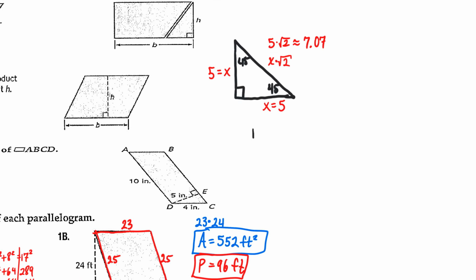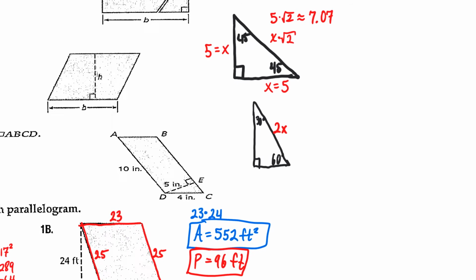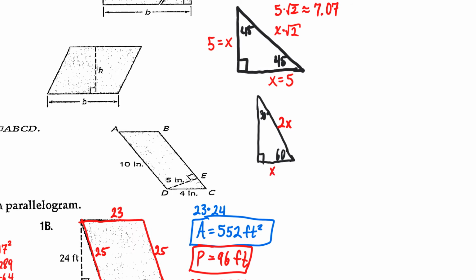Okay, let me remind you of the other special right triangle. What's this one? 30, 60, 90. Good. So on this one, the hypotenuse is 2x. The short leg is x. It's half of the hypotenuse. And then how long is the long leg? What do we do to find this leg from this leg right here? Times the square root of 3. Yep, times the square root of 3.